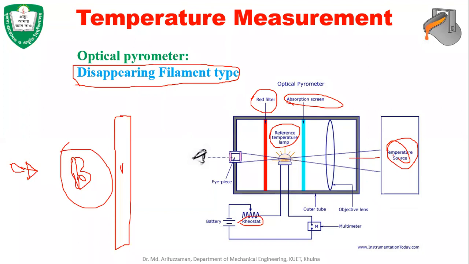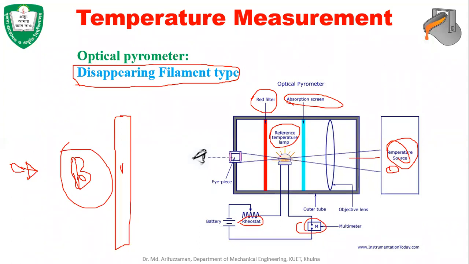The temperature source will have redness, and this bulb will also have redness, but due to the change of resistance, you can modify the redness of this bulb, but you cannot modify the redness of this one. By changing the resistance, you adjust the redness of this bulb so that it disappears. That means it becomes the same red as the redness of this source. Then this bulb will disappear. Once this bulb has disappeared, you check the multimeter to record the voltage or the resistance.